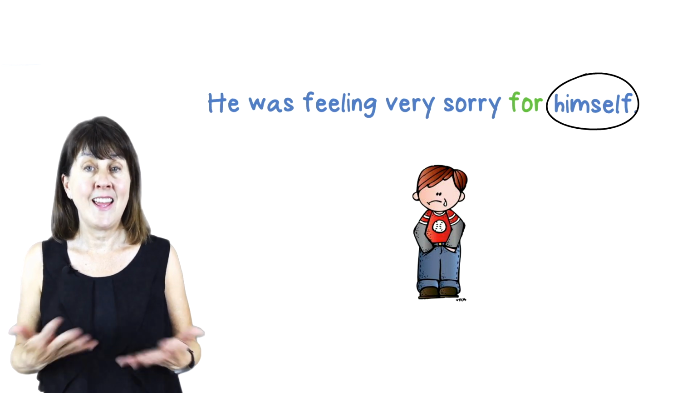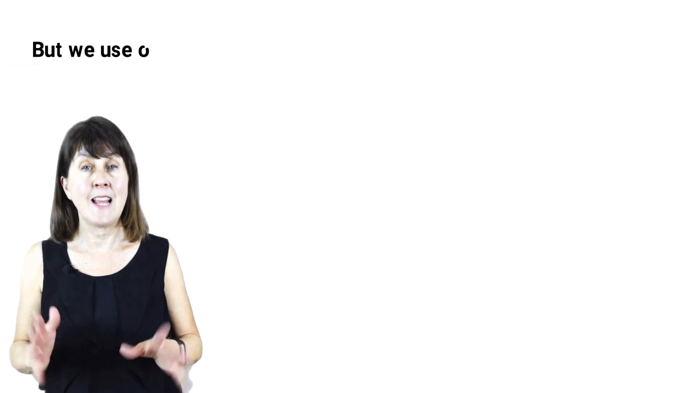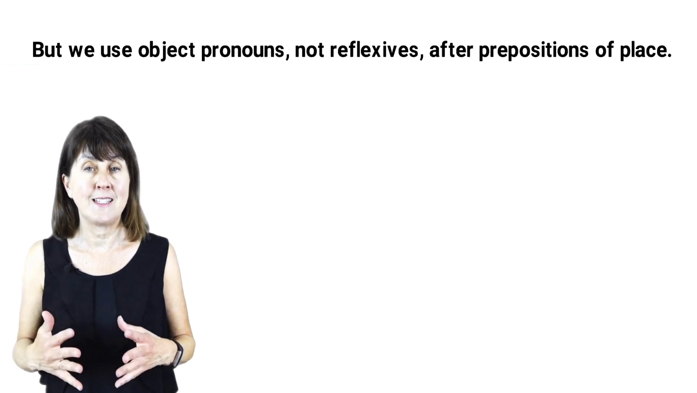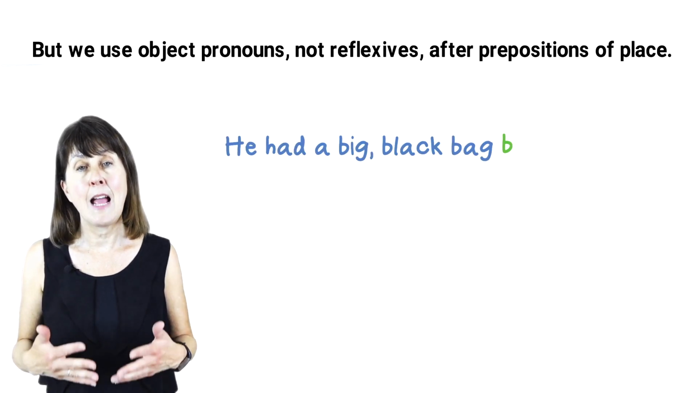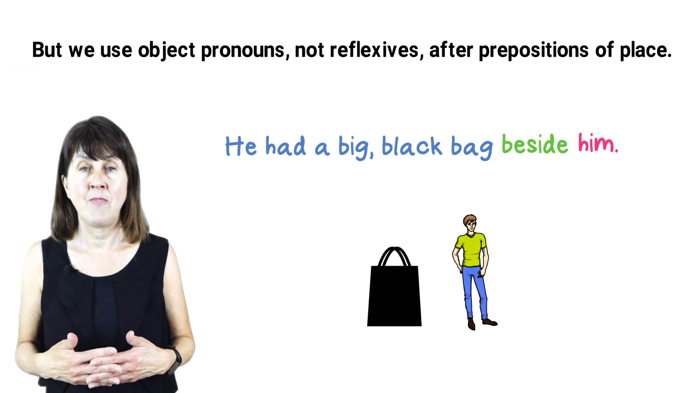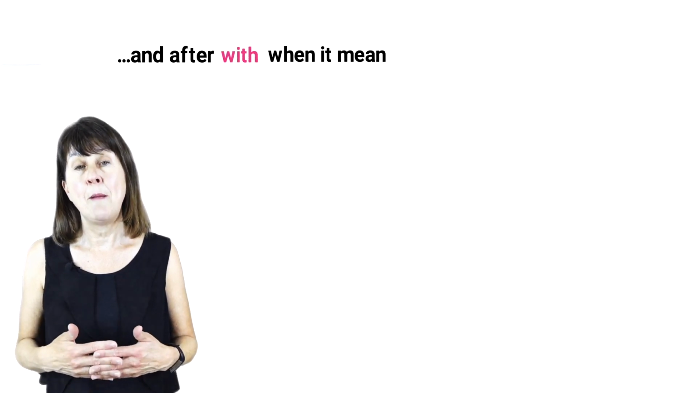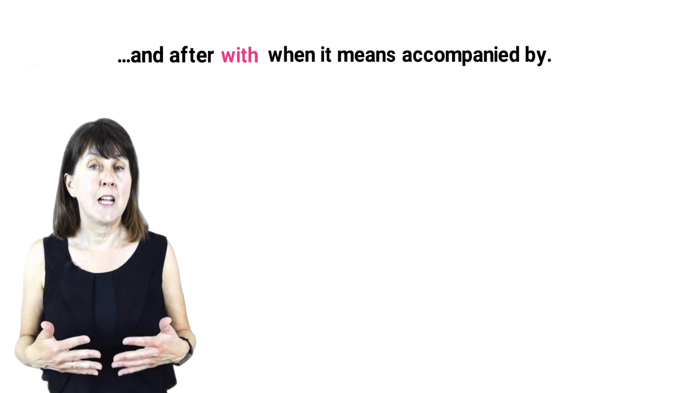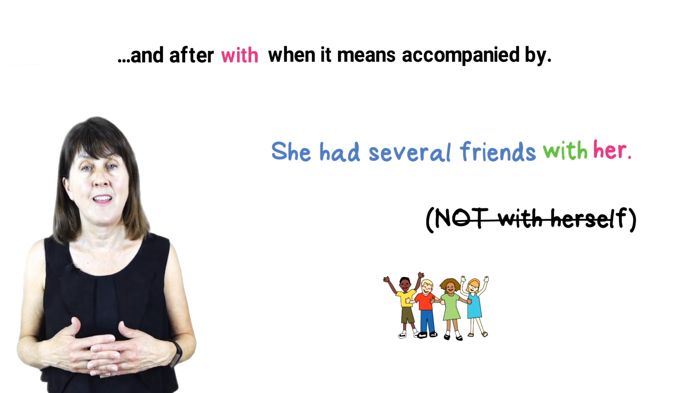But we use object pronouns and not reflexives after prepositions of place. So, for example, he had a big black bag beside him and not beside himself. And after with, when it means accompanied by. So, for instance, she had several friends with her and not herself.